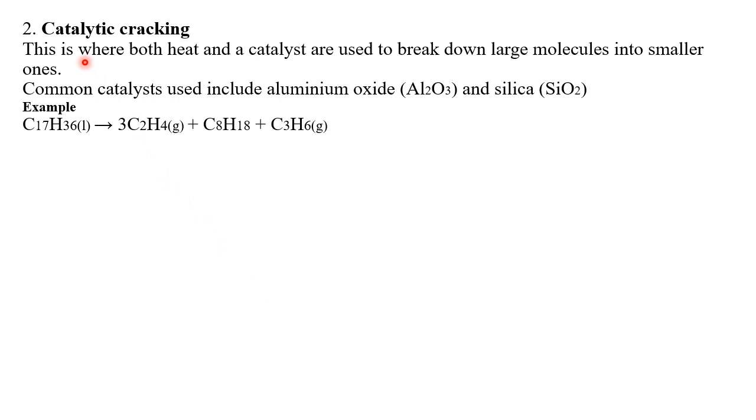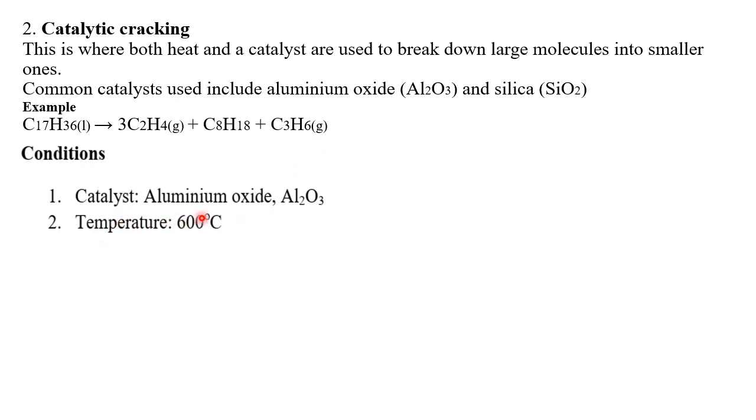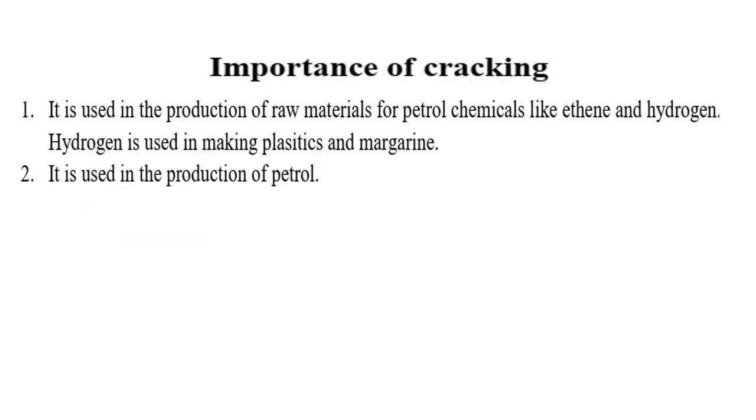Then let's look at catalytic cracking. In this case, there is the involvement of a catalyst. This is where both heat and a catalyst are used to break down large molecules into smaller ones. The most common catalysts include aluminum oxide and silica. This is an example where we break down this entire hydrocarbon into smaller hydrocarbons. The conditions are that you must have a catalyst, which is aluminum oxide, and you must have your temperature at 600 degrees Celsius.